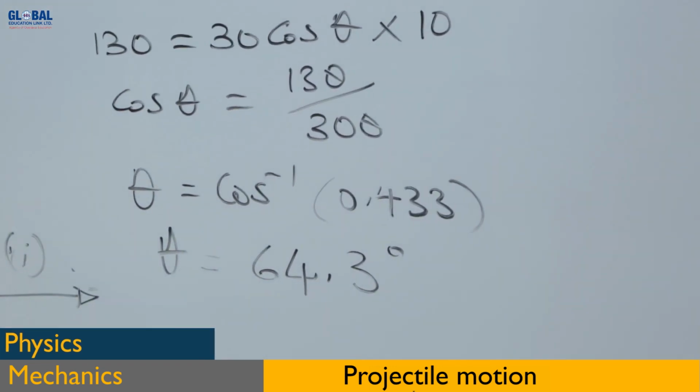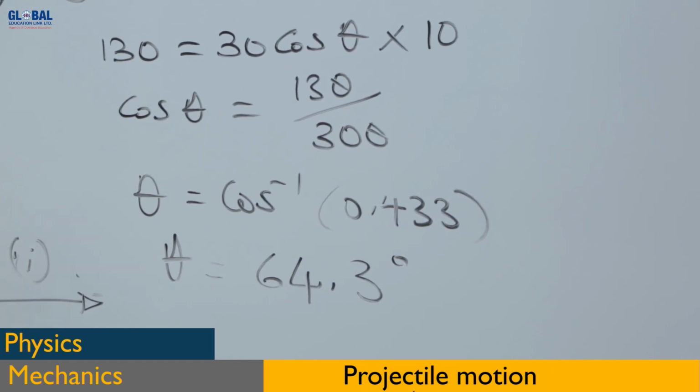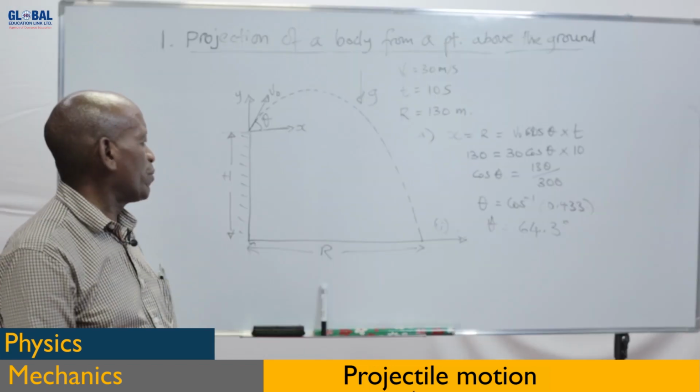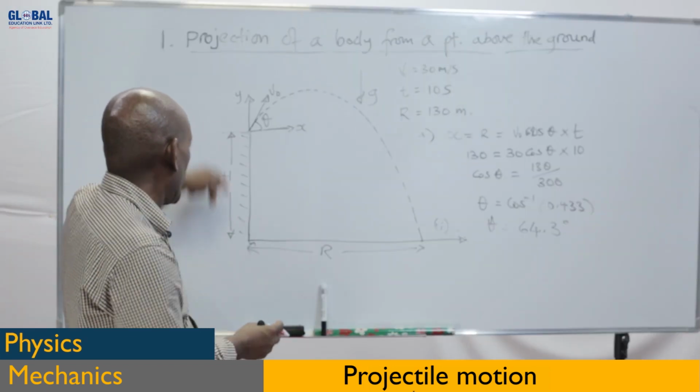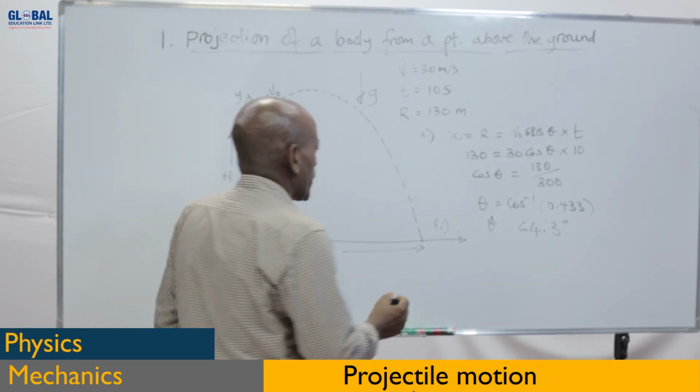So the angle of inclination to the horizontal at which the ball was kicked is 64.3 using your calculator. Let's go to part B. Determine the height of the building. The height of the building is this height h. So we needed to determine that particular height of the building.